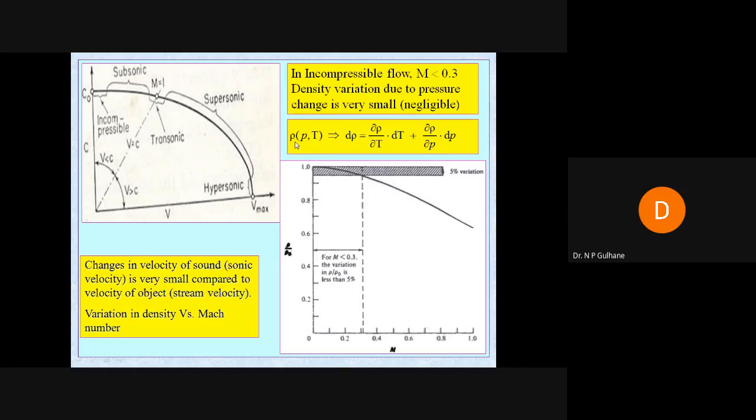So we can write this equation: density is a function of pressure and temperature. If you differentiate with respect to 1 and 2, then we can have this. Here you cannot neglect SROP, but the sensitivity of density with respect to temperature is dominant compared to SROP. So in flow with Mach number less than 0.3, density variation due to pressure change is very, very small and can be negligible. But in this case of microchannel, you cannot neglect it, you have to consider compressible flow.